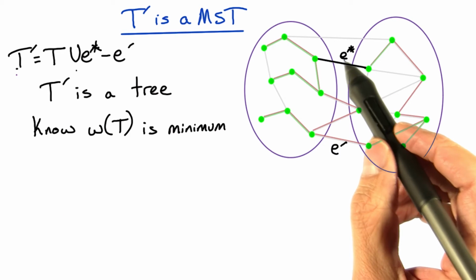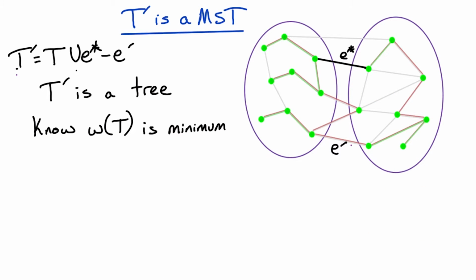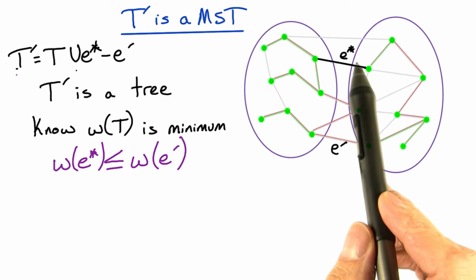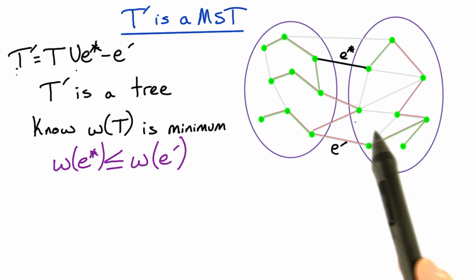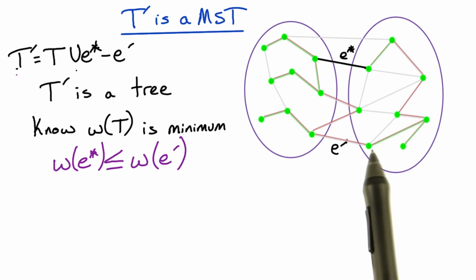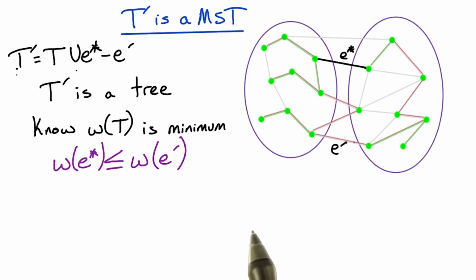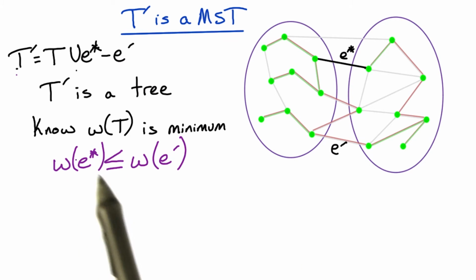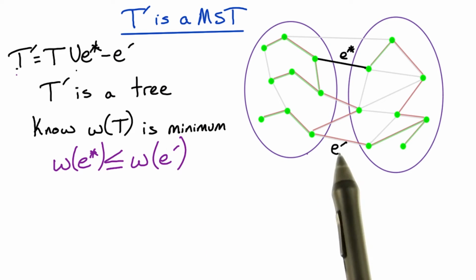What do we know about the weight of E star compared to that of E prime? Well, we know that the weight of E star is minimum over all edges across the cut. E prime also crosses the cut S to S bar. Therefore, the weight of E star is at most that of the weight of E prime.